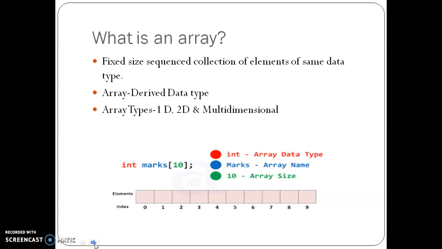Why? Because how will you declare an array? As int num[5]. So array is a derived data type. Already we have some primary data types, and from those we are deriving a data type for the array.